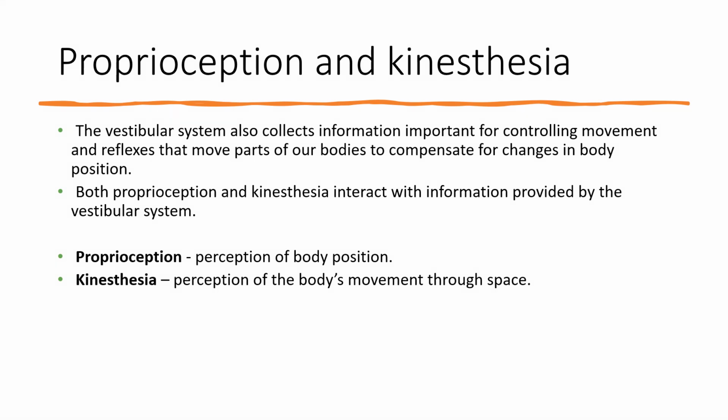A couple of other sensory systems that we have are proprioception, which is our perception of body position, and kinesthesia, which is our perception of the body's movement through space. For example, when we're walking, we don't need to watch our legs as we move. We have a sense of where they are in relation to our arms and in relation to the floor so that we can maintain that continuous movement in a safe way without falling.